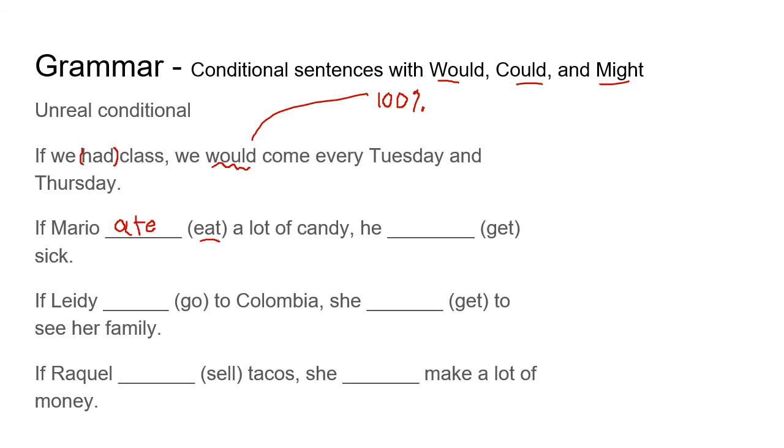If Mario is certain he will get sick, 100% sure, we could use would. He would get sick. If it's a possibility or less of a chance, we could also say could. He could get sick. Or he might get sick. Any one of those would work. I will let you do the last ones by yourself.